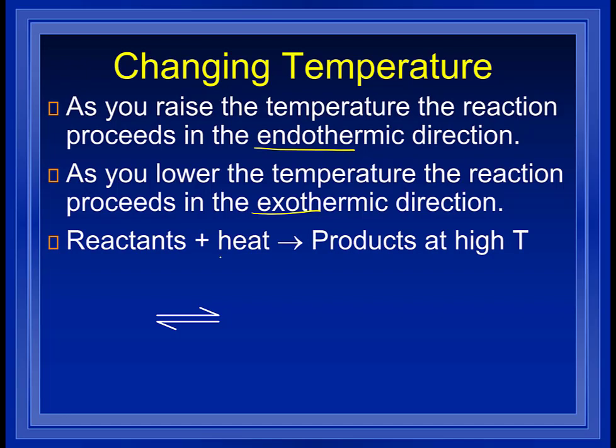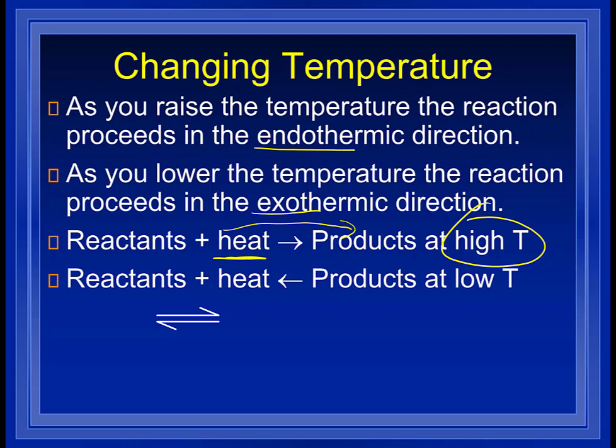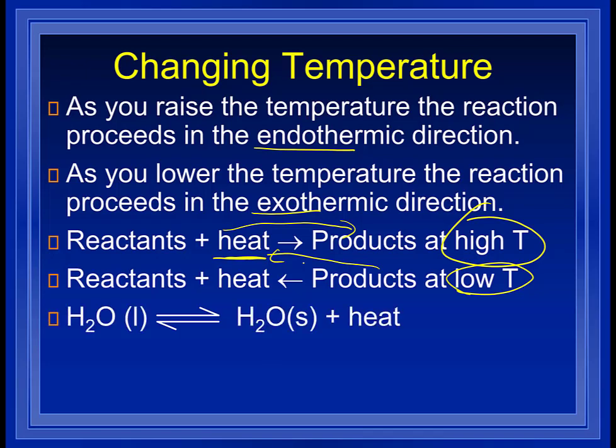So if I have heat here, if it's at high temperature, the heat's a reactant, it's going to go that way. If it's at low temperature, it's going to try to undo that, and it's going to go to the left. So whether it goes towards the heat or away from the heat, the heat can be on either side of the equation. For example, if you want to melt water, here's the equation. We know that melting water is reversible. We can freeze water too.